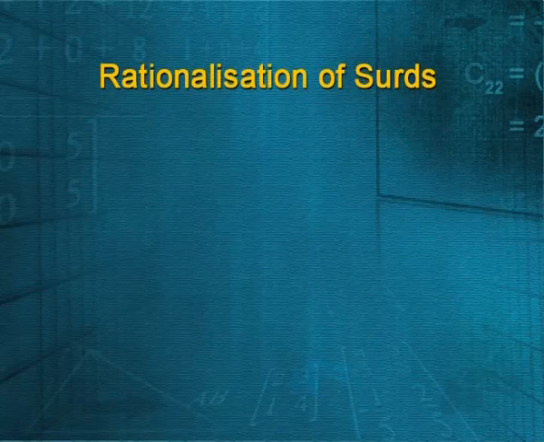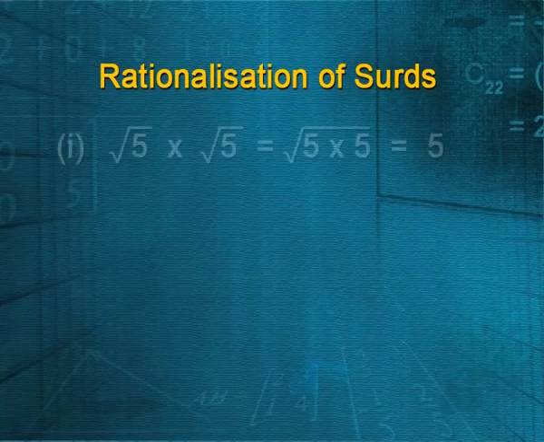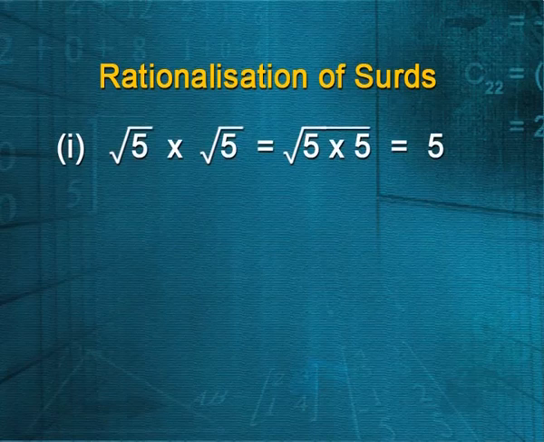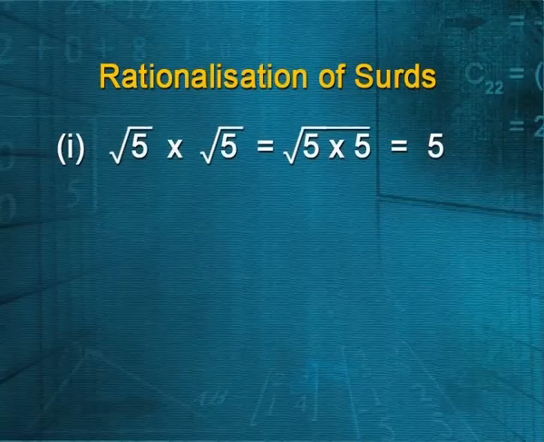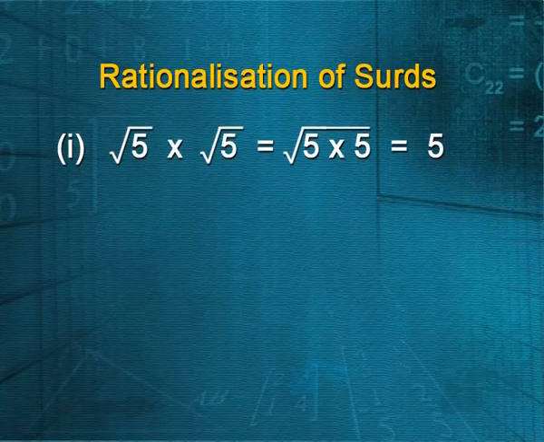Now look at the rationalization of surds. You have root 5 multiplied by root 5, which gives you root 5 into 5, that is root 25, which is 5. Now you have taken two surds here. Under root 5 is a surd, under root 5 is a surd. You have multiplied the two surds, and on multiplication you get 5, which is a rational number, which is not a surd. Let us see the second example.